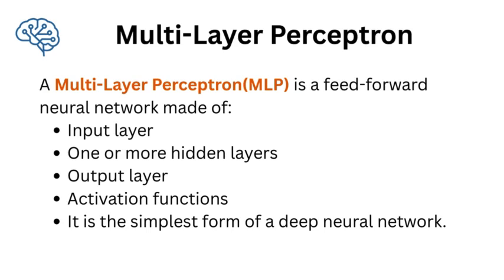An MLP is made up of several key components: an input layer, one or more hidden layers, an output layer, and activation functions. The input layer receives the raw features, the hidden layer performs computation and learns representation, and the output layer produces the final prediction. Because it contains one or more hidden layers, the MLP is considered the simplest form of a deep neural network. MLPs are powerful because they can model nonlinear relationships which a single perceptron cannot.